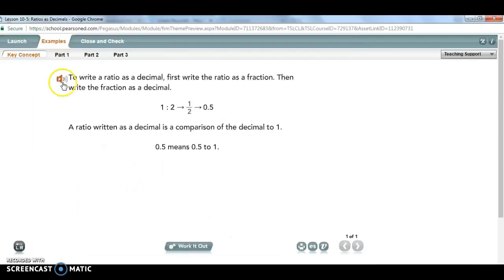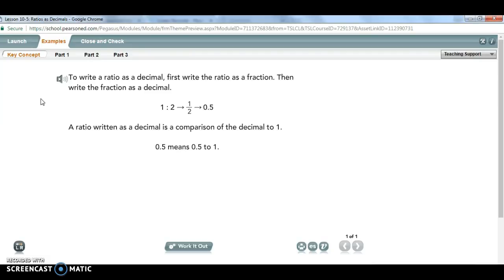Total rainfall. To write a ratio as a decimal, first write the ratio as a fraction. Then write the fraction as a decimal. 1 to 2 written as a fraction is 1/2. 1/2 written as a decimal is 5/10. A ratio written as a decimal is a comparison of the decimal to 1. 5/10 means 5/10 to 1.